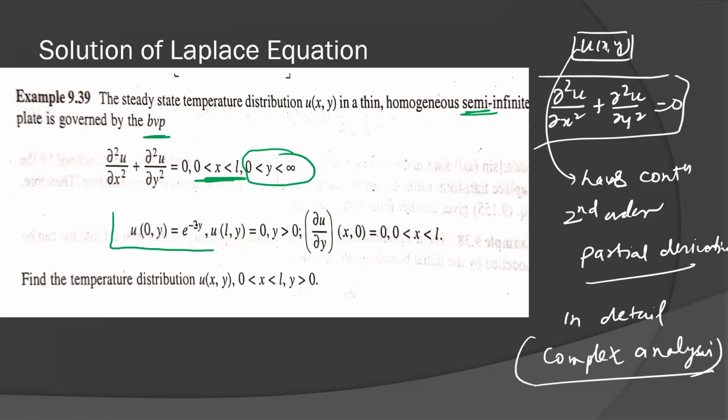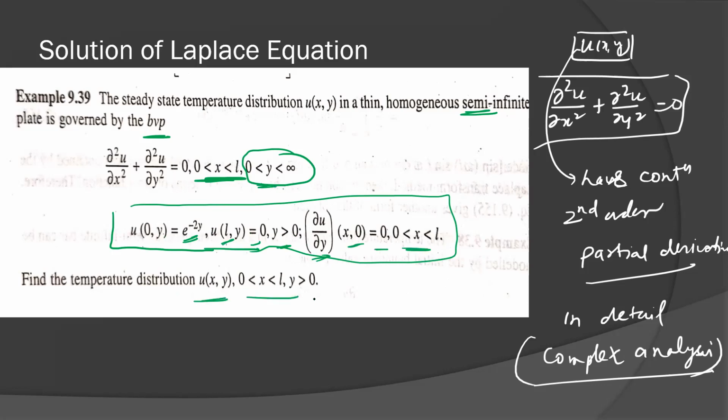Initial conditions and boundary conditions are given. u(0,y) = e^{-2y}. When x equals L, u(L,y) = 0, y greater than 0. And ∂u/∂y at y = 0 is 0, when x is between 0 and L. Find the temperature distribution u(x,y) for 0 < x < L, y > 0. I am taking a particular example here because if we do not take such values, the solution of this Laplace equation is very difficult. You can take some other example similar to this problem. So let's see the solution.